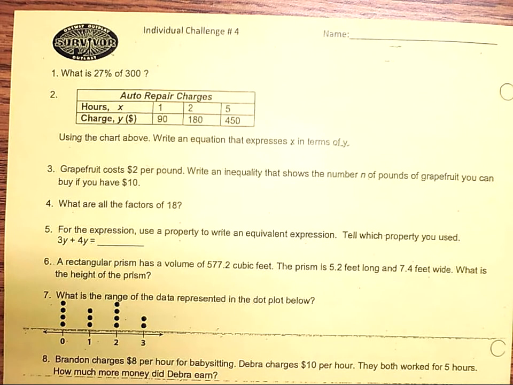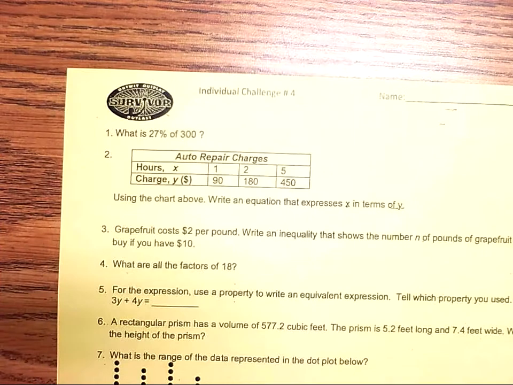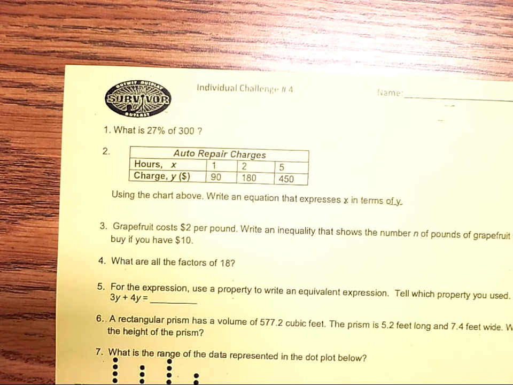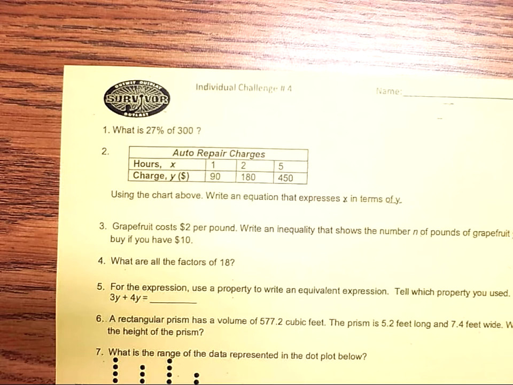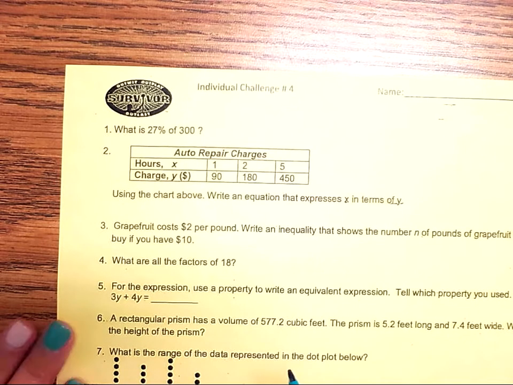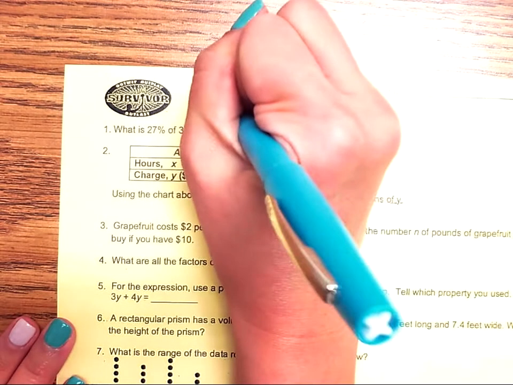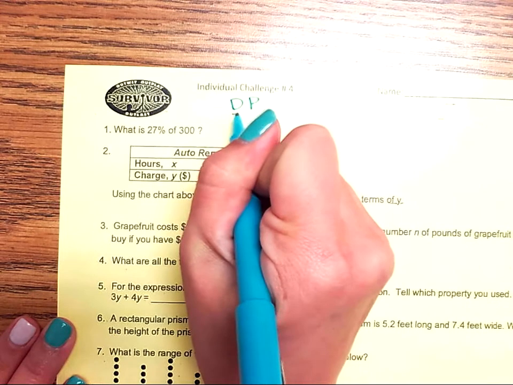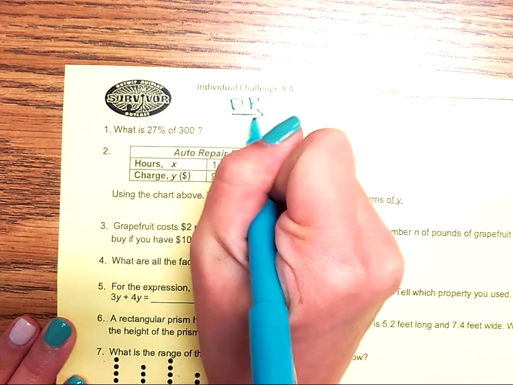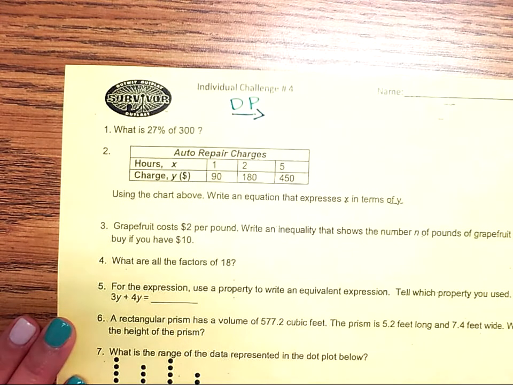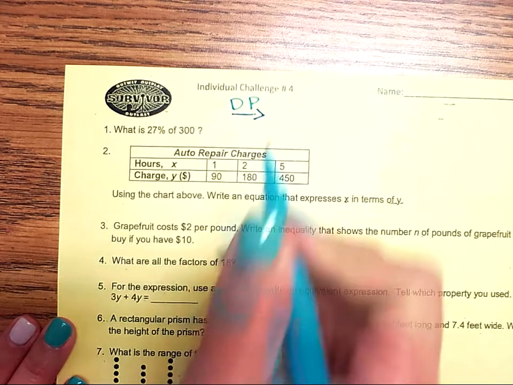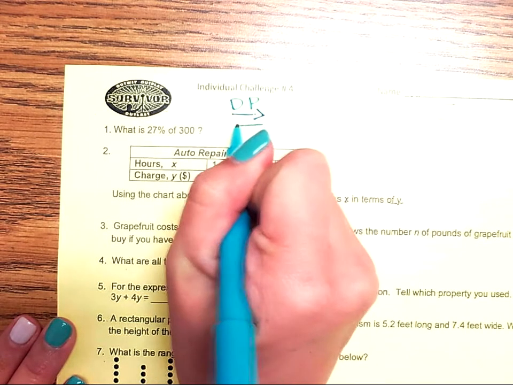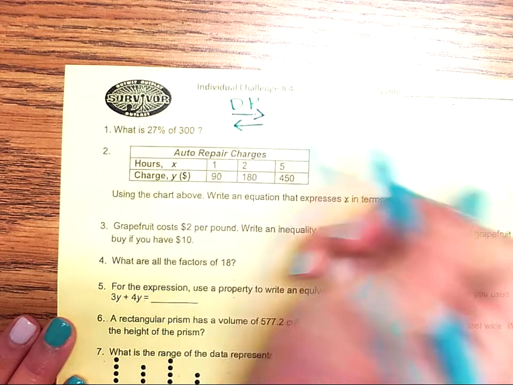So again, there's 2 ways you can do this. You can set up a proportion, or you can turn your percent into a decimal and multiply it by 300, because of means to multiply. So remember, decimal to percent. If we're changing a decimal to a percent, we would go over 2 places to the right. But we're turning a percent into a decimal, so we're going to go 2 places to the left.